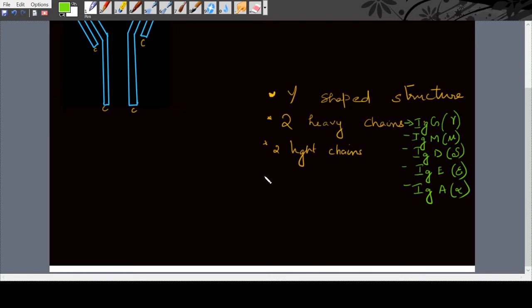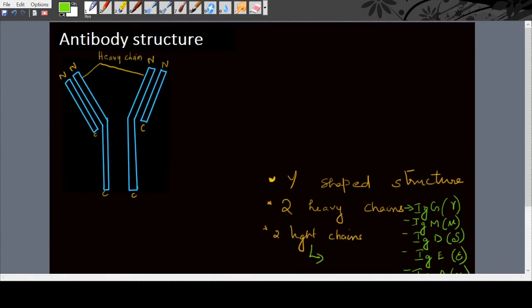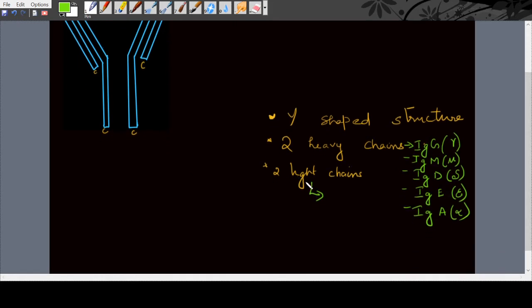And of course you have two light chains also. So these are the light chains. And based on the light chains also, they are divided into two types, that is the kappa and the lambda.